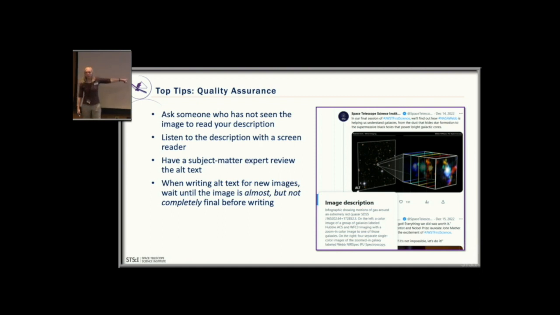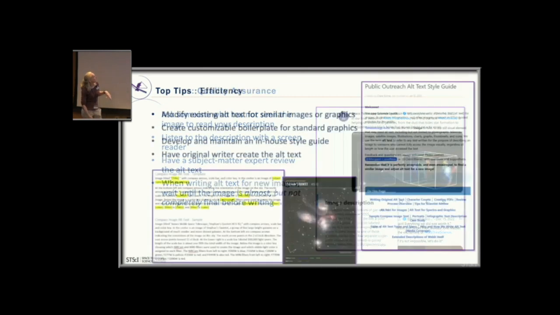And here's a big one. When you're writing for new images, wait until your image is almost done, but not quite done. And the reason is this: writing the alt text, we sometimes come across errors in the graphics, because you're looking at it with a very careful eye. You might find a proofreading error. You might find a big conceptual problem, actually.